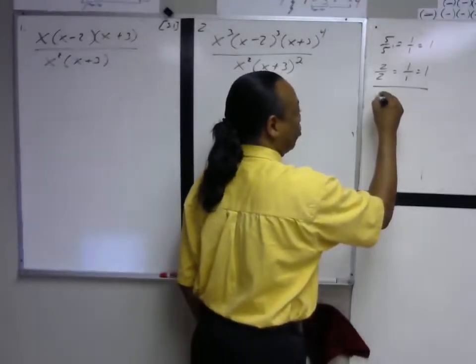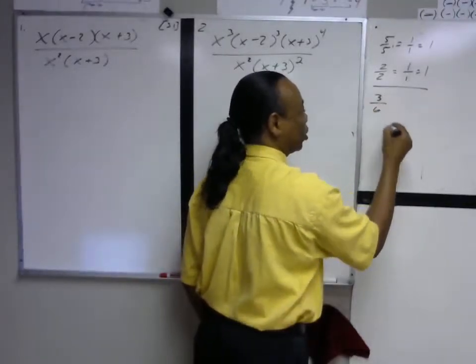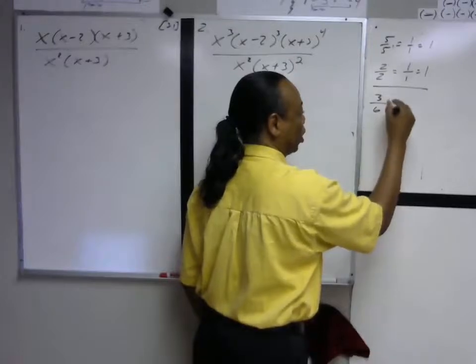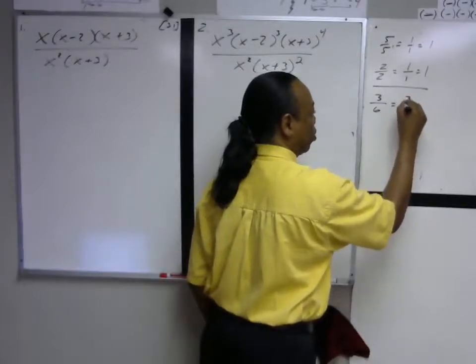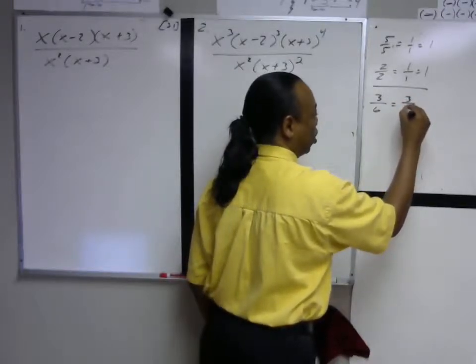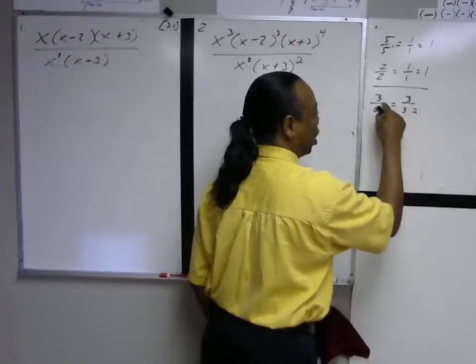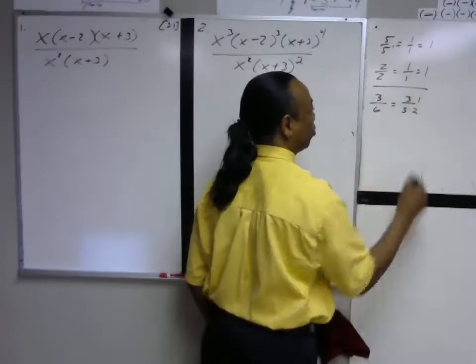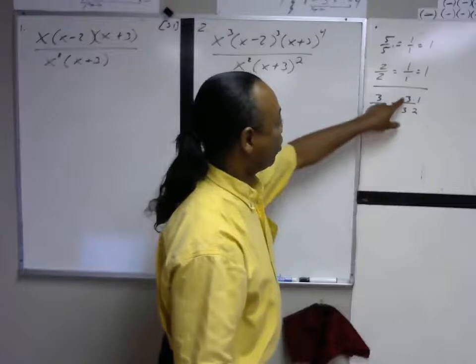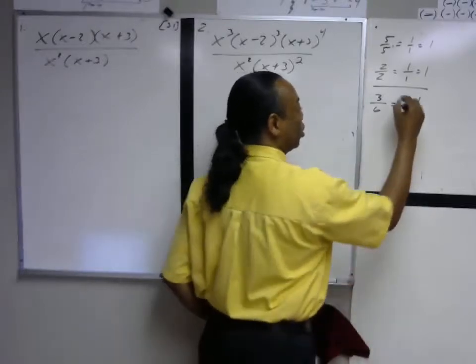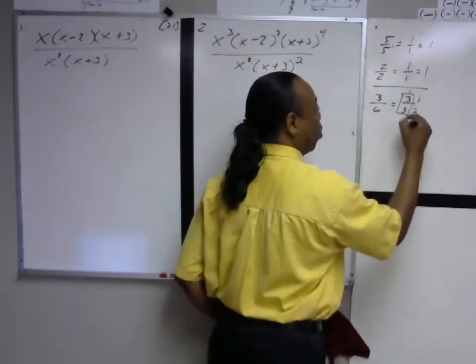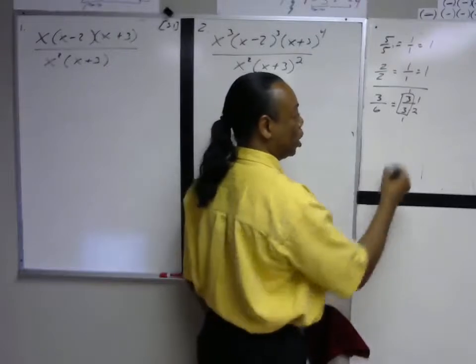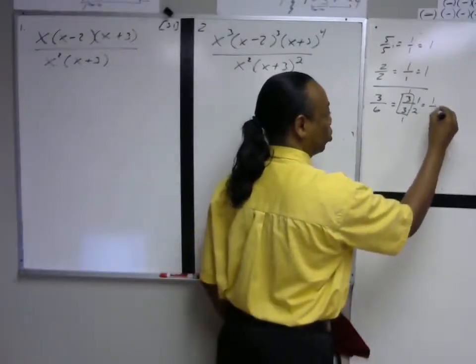If I was trying to simplify 3 over 6, I can factor the 6 into 3 times 2, and the 3 can be factored into 3 times 1. And then we have our 3 over 3, which is the equivalent of a 1, leaving behind the factors 1 over 2.